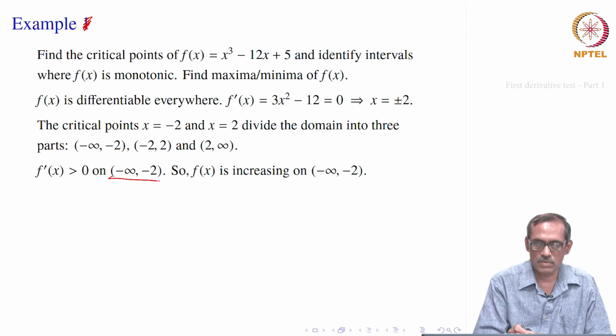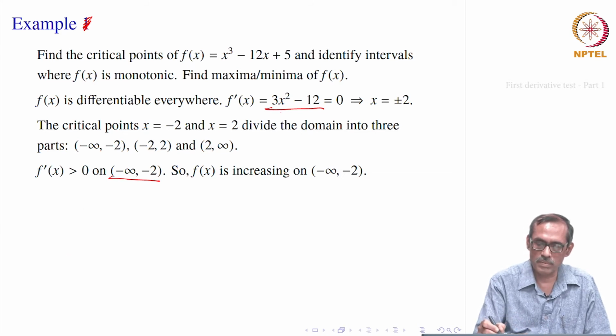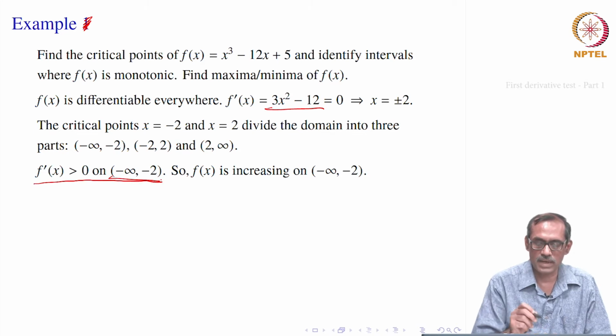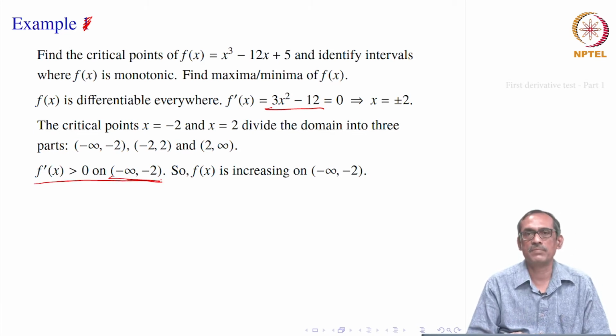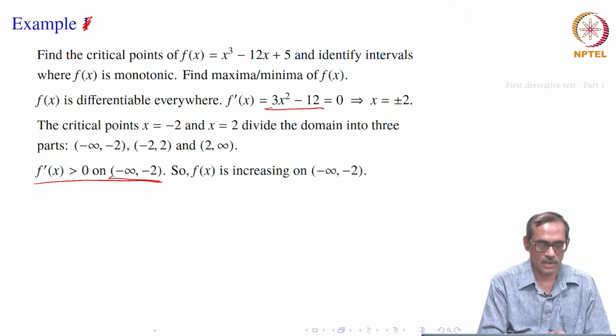Now, what happens? On minus infinity to minus 2, f prime x is greater than 0. Why? f prime x is equal to 3x squared minus 12. So, if one takes anything smaller than minus 2, its square will be bigger than 4, so 3x squared minus 12 will be positive. That is what we say: f prime x is positive on minus infinity to minus 2. So, that means f(x) is increasing in this interval.